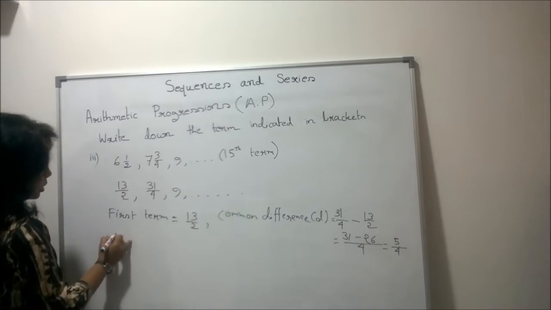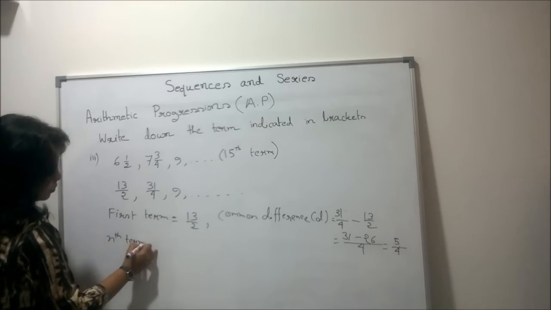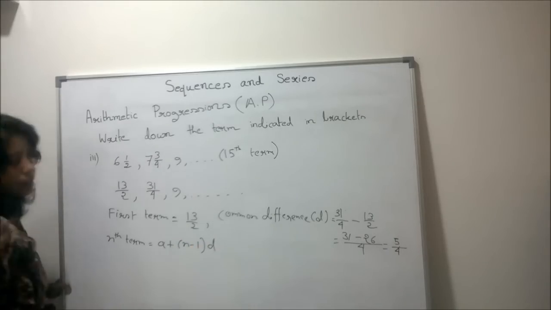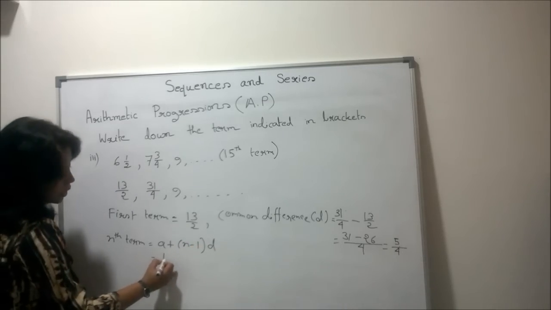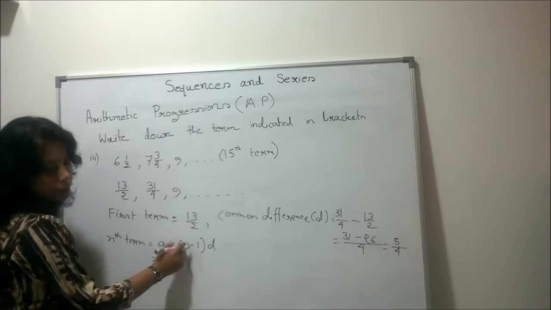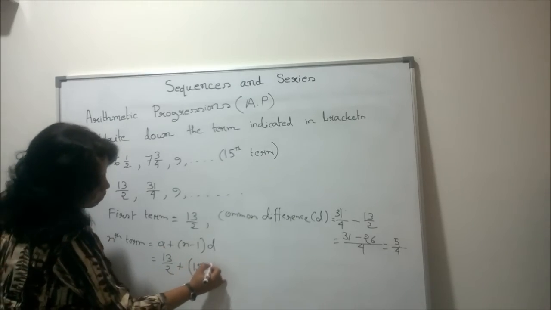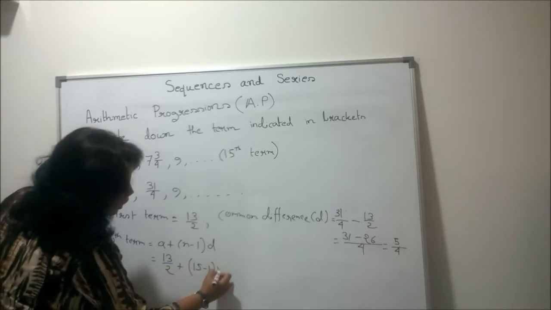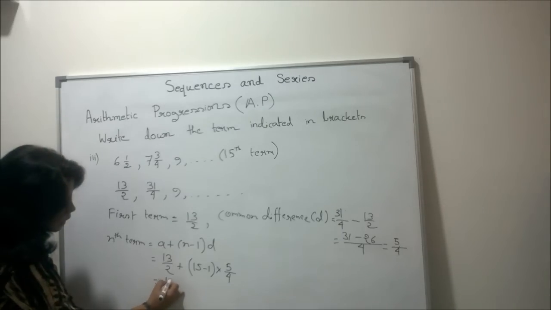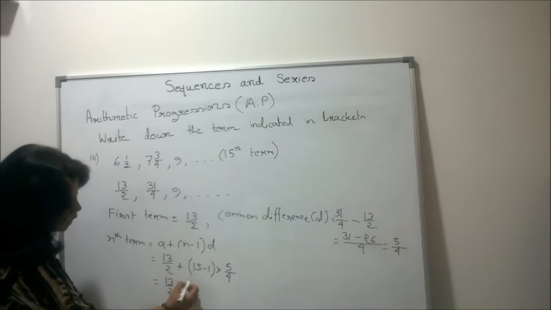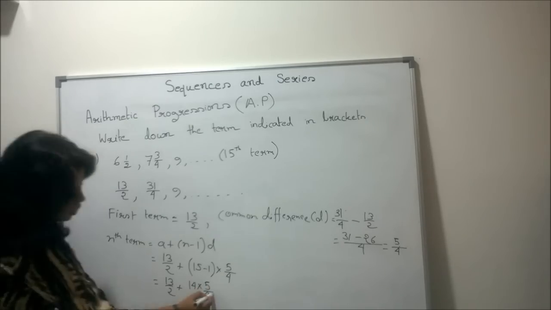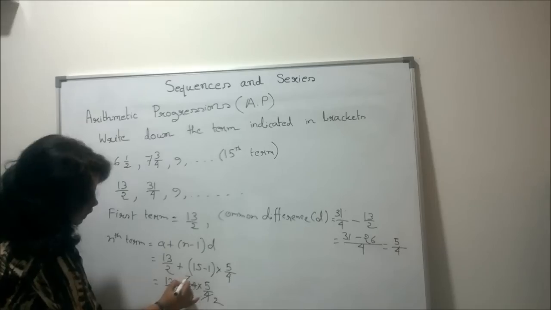So nth term is a plus n minus 1 d. Okay. So here a is 13 by 2. In place of n, what we will put? 15 minus 1 and d is into 5 by 4. So that is 13 by 2, that is 14 into 5 by 4. So this 2, 7.